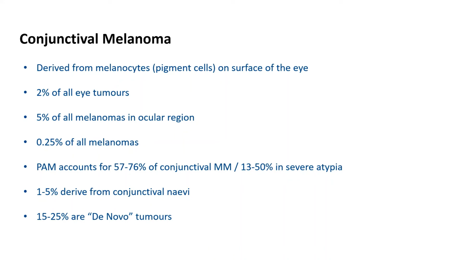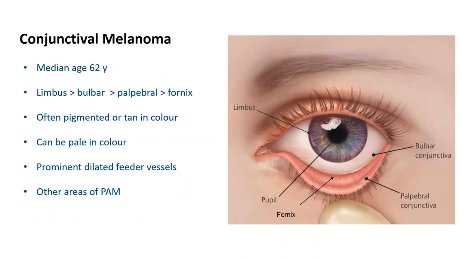And a lot of those, maybe up to half, are actually in patients with severe atypia. And that's why it's important for us to know if you have PAM and the degree of atypia. Under 5% are thought to derive from pre-existing nevi or moles, and around 15 to 25% are probably de novo, which means they have grown without any underlying reason. Melanomas occur in middle and late middle age onwards, with a median age of 62.